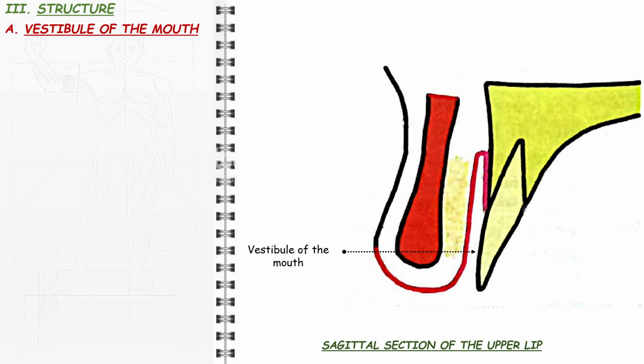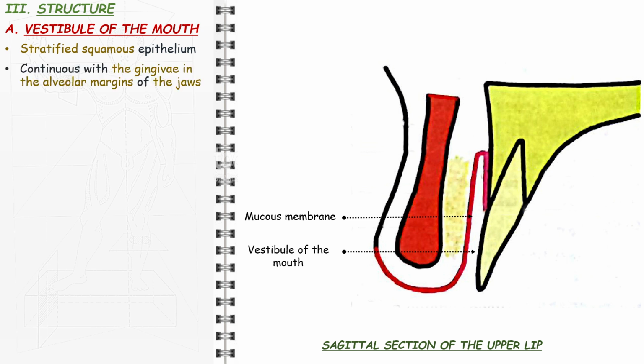Let's now go through the structure of each of the constituents of the mouth. The vestibule of the mouth is lined by stratified squamous epithelium. It is continuous with the gingivae in the alveolar margins of the jaws. The vestibule of the mouth constitutes a great site of excretion of saliva.